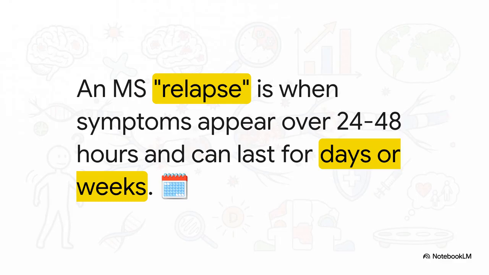Now, for most people, the disease isn't constant. It tends to come in waves. They'll have what's called a relapse or an attack. This is when new symptoms pop up or old ones suddenly get worse, usually over a day or two. And these episodes can stick around for days or even weeks before things start to get better again. This up and down pattern is called relapsing remitting MS, and it's the most common type you'll see.